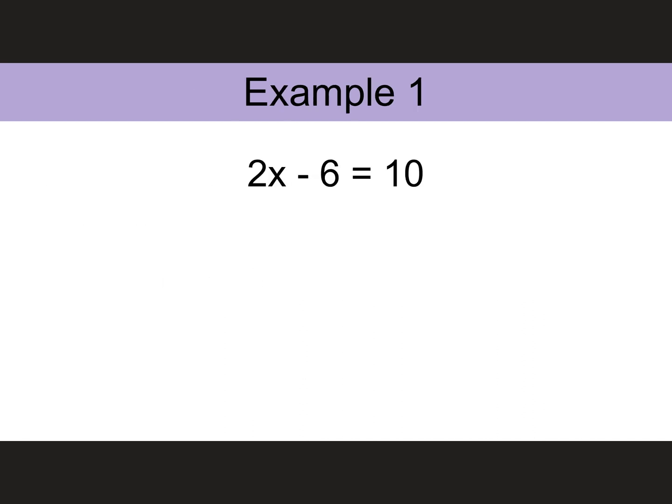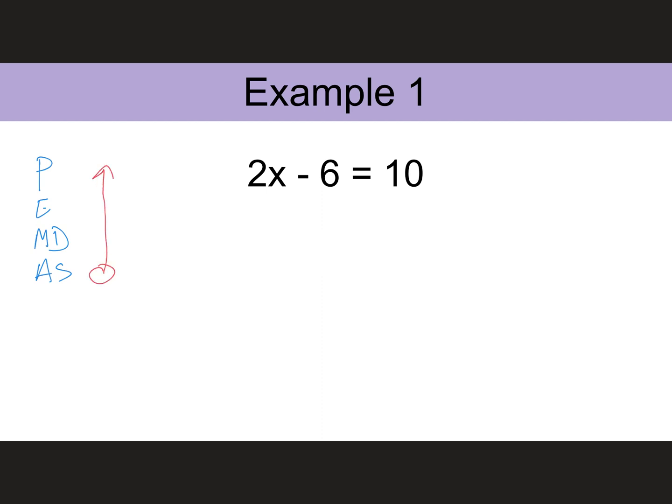All right, so here is example 1. This is a two-step equation. 2x minus 6 equals 10. Now, the order of operations says we do parentheses, exponents, multiplication and division, addition and subtraction. Now, with solving equations, we actually work backwards to solve these equations.